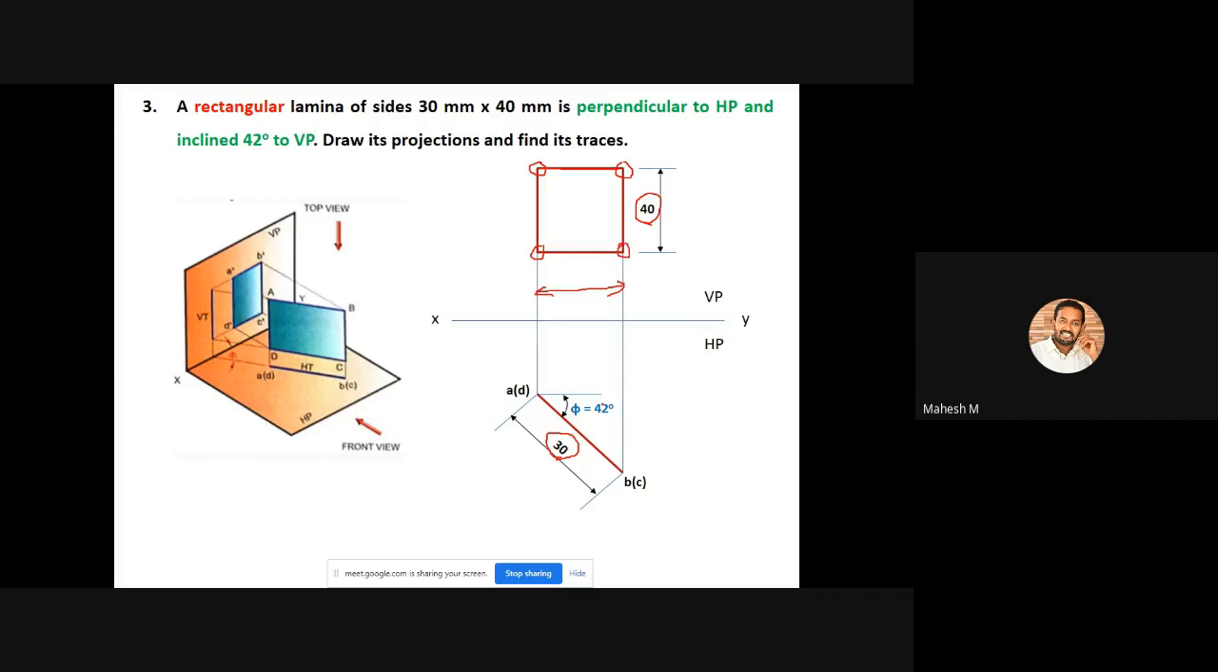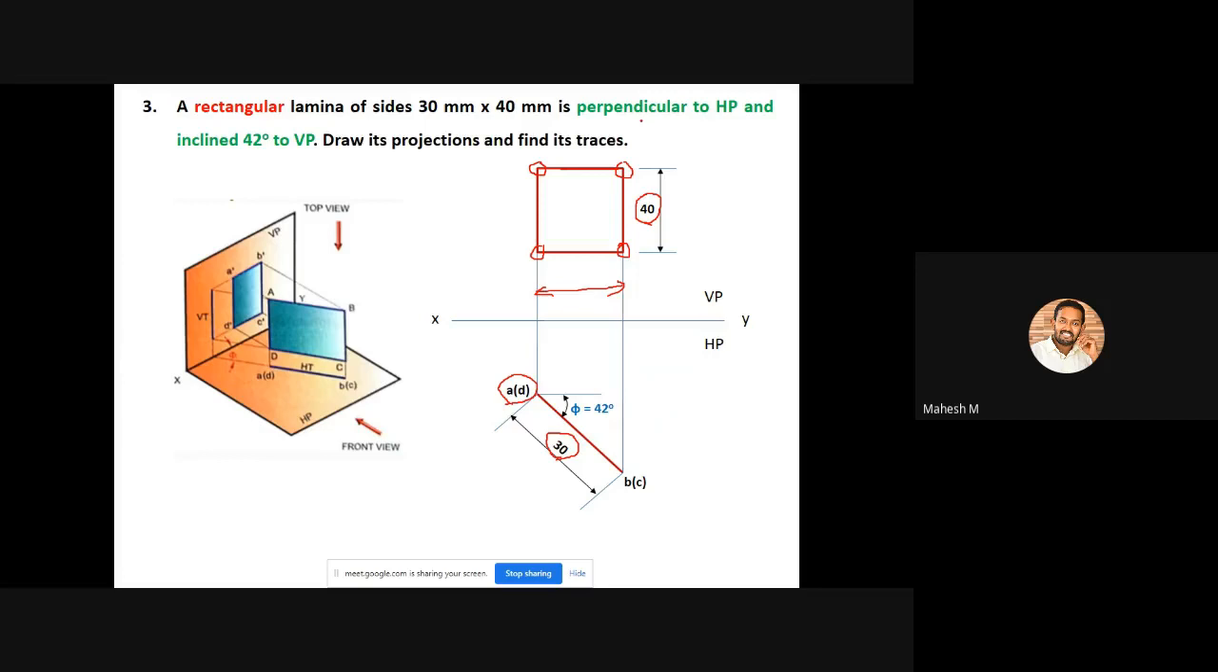Because you are doing the reverse procedure, you have denoted the notations for top view. So you have to mark the front view notations. So here it is A bracket D, because it is our top view.